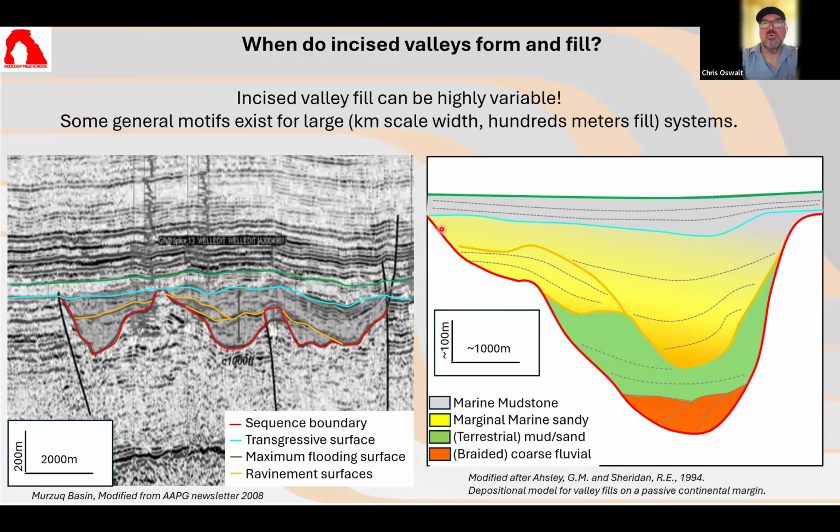Yeah, fair enough. So, not naming names or saying anything specific, but I've heard controversy about incised valleys in general. Why is that? Yeah, and this is a great reason to make a video.